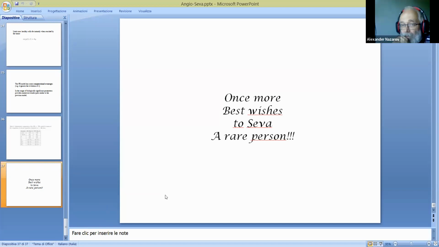I have a question. Maybe I missed. Am I right that your model is spherically symmetric? Exactly. Yes. So 3D and spherically symmetric. Okay. Thank you.